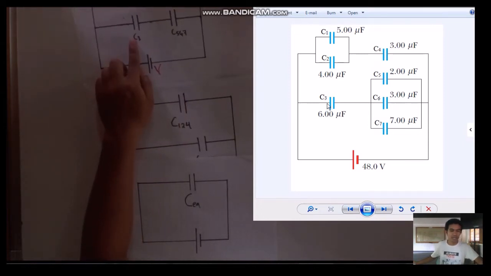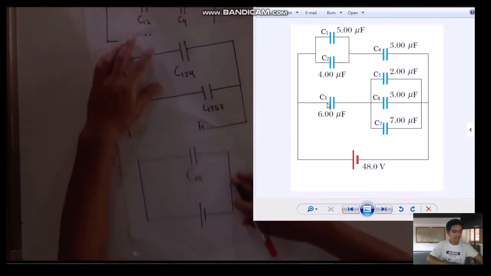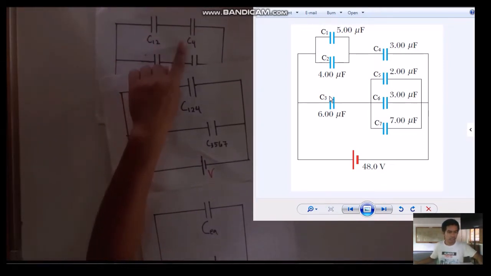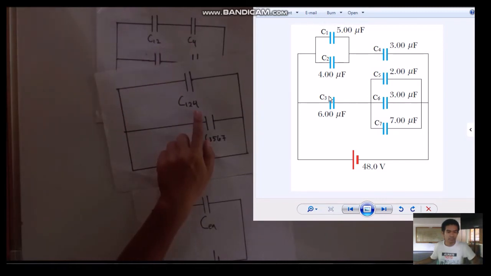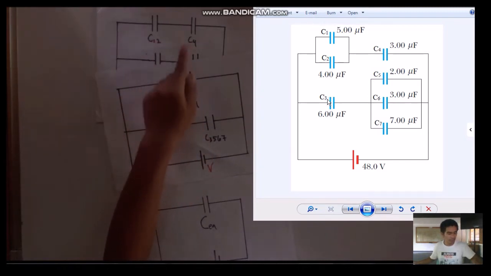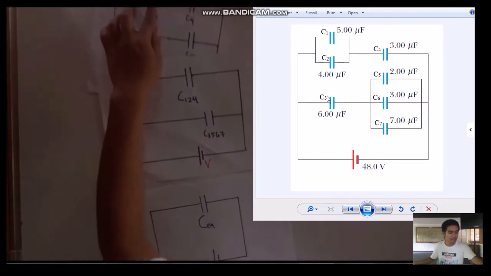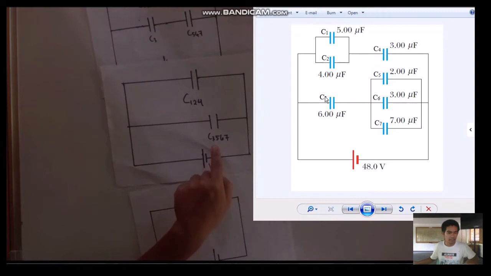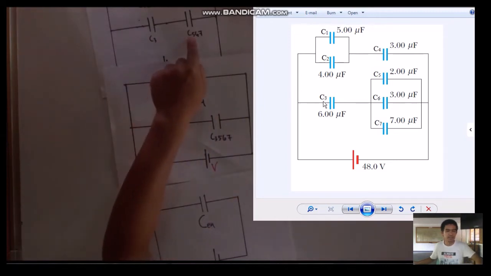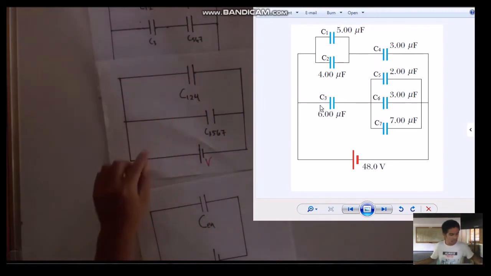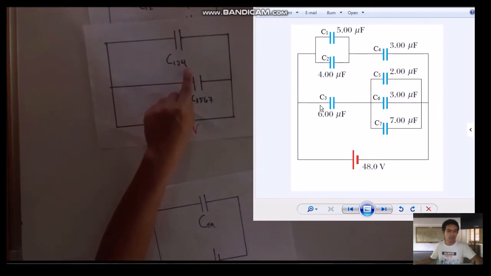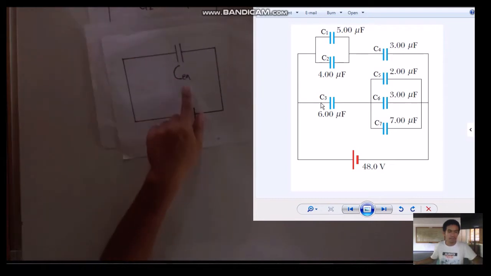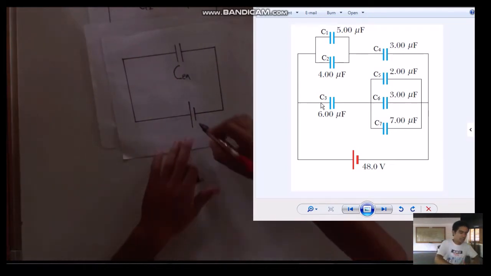Next, this is the more simplified circuit. We'll combine C1, C2, and C4 into one. We have C124. C12 is in series with C4. And then we'll combine C3 and C567 into one. Then we have C3567. C3 and C567 are in series connection. And C124 and C3567 are parallel. Then we have the equivalent capacitance. So this is the voltage.